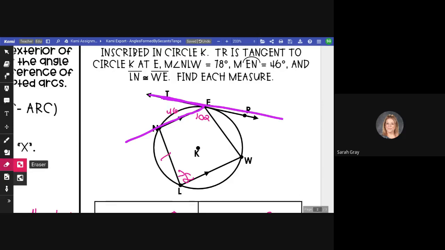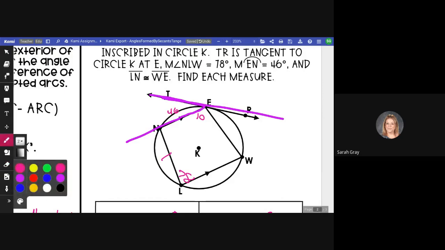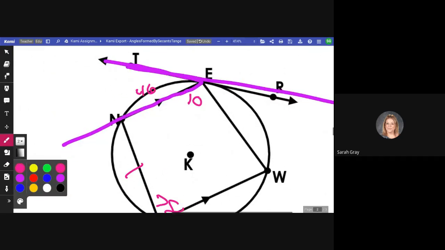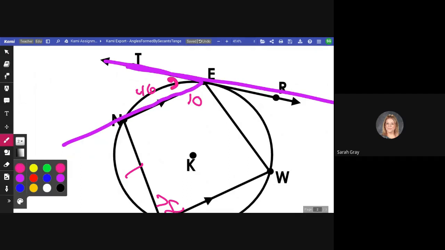Same way if we go the long way around. This arc would be twice this angle. We don't usually do those big obtuse angles, but it works. So if we know that that arc is 46, then this angle here is going to be 23 because it's half of 46. And if I go the other way, just to see that it works, the supplement to 23, so this side would be 157. 180 minus 23.